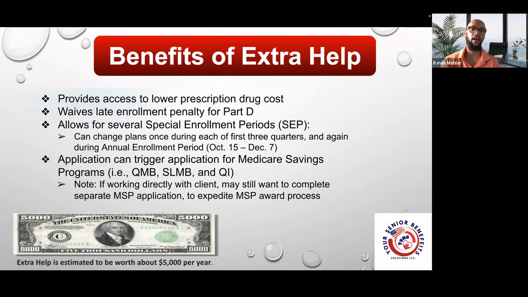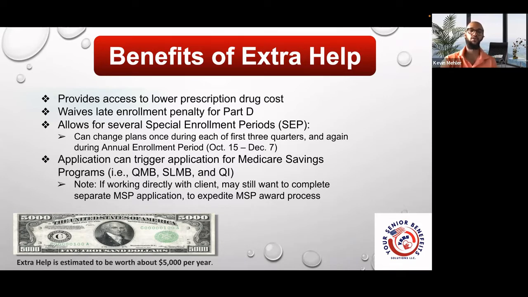And then also the application can trigger an application for a Medicare Savings Program. And that would be QMB, well, there's FBDE, QMB, SLMB, and QI. And if you're working directly with a client, you may still want to complete a separate application for the Medicare Savings Program to expedite the process.